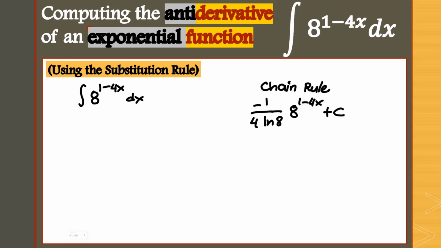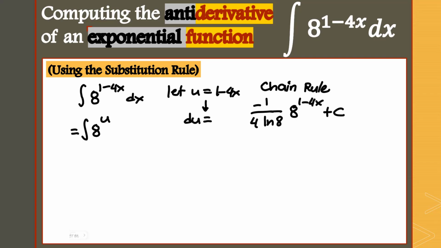Now, for the substitution rule, we can let the exponent, as another function, become u. So you have here u equals 1 minus 4x. So basically, this is the integral of 8 to the power of u now. Instead of dx, it will now become an expression in terms of u. That is actually when we take the derivative of both sides.